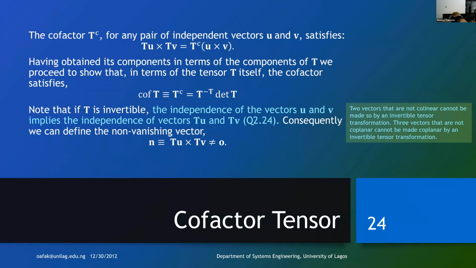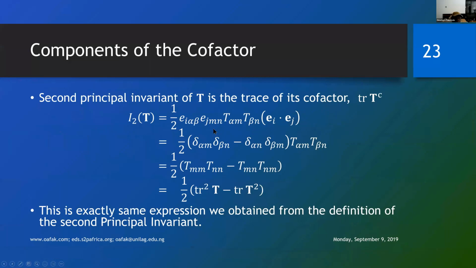But for those that have inverses, you can also define their cofactors like this. But this definition does not apply to tensors that have no inverses. So that is what we are saying here. This is only applicable to tensors that have inverses. But for those ones, you can see that this is also the same thing that you can derive from the original definition.